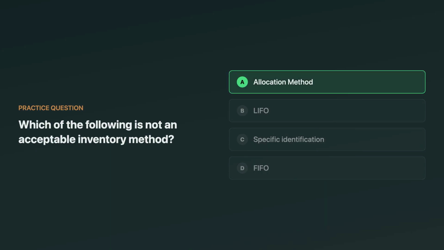The correct answer is the allocation method. FIFO, LIFO, and specific identification are all recognized inventory methods. Allocation method is tempting because businesses allocate costs all the time, but it's not a named, acceptable inventory method by itself for tax inventory costing.